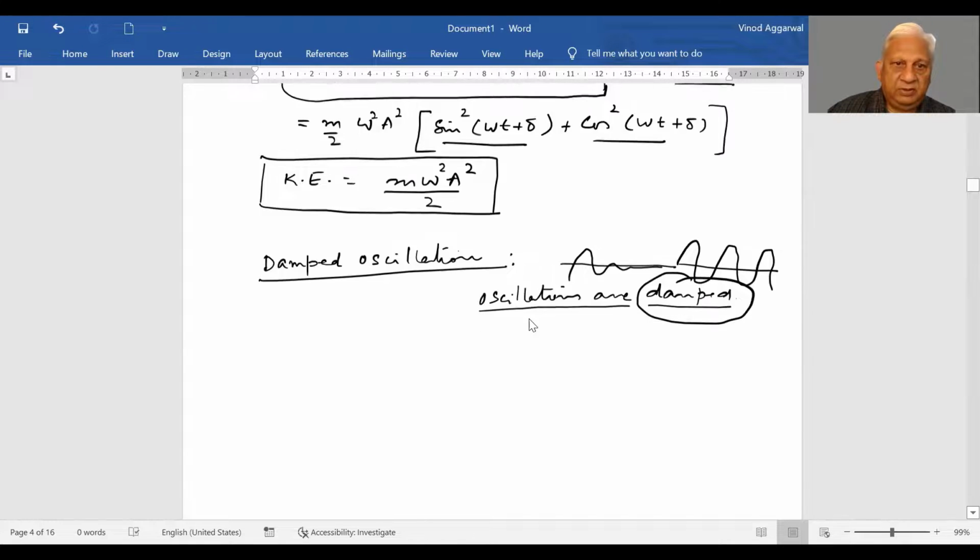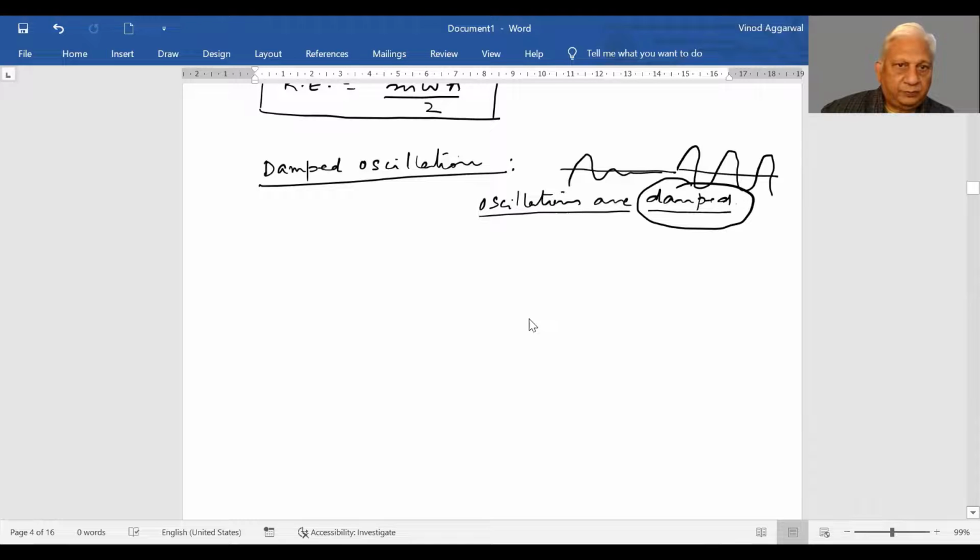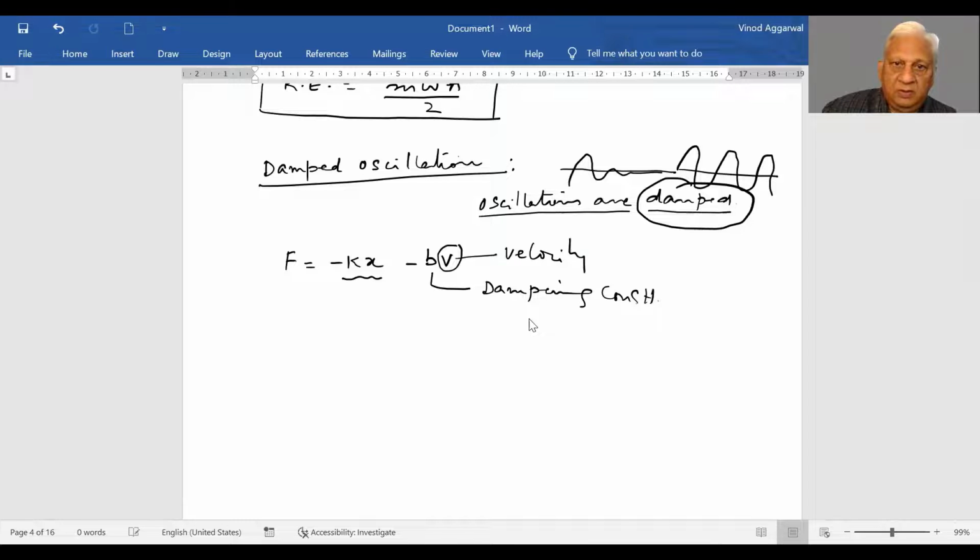Now, how does it happen? Let's see. Again, we take the force acting on a particle, and there is no damping. And if we have a damping behavior, there is a damping constant, and a term which is the velocity of the particle, the velocity of the body.